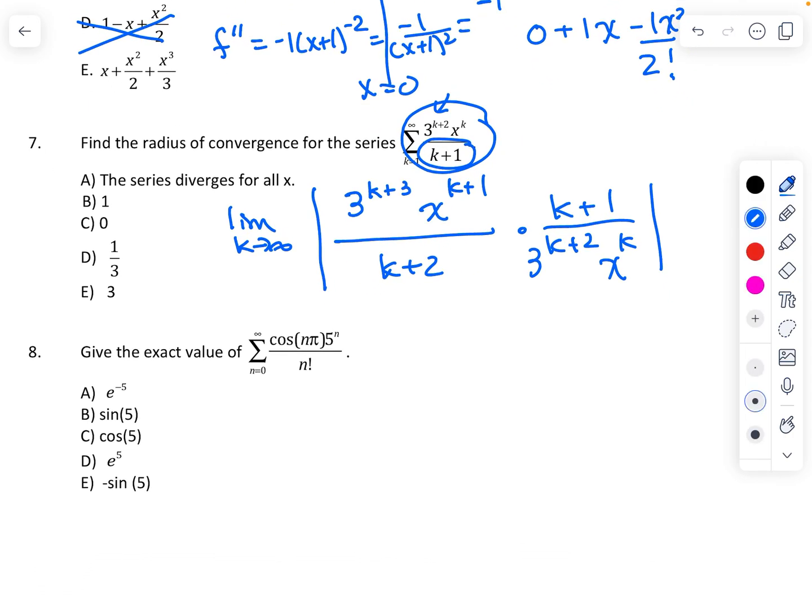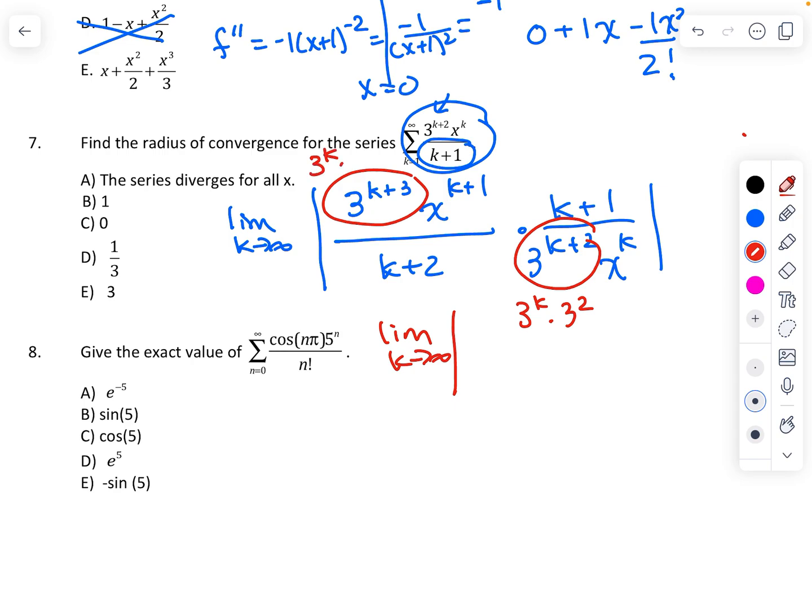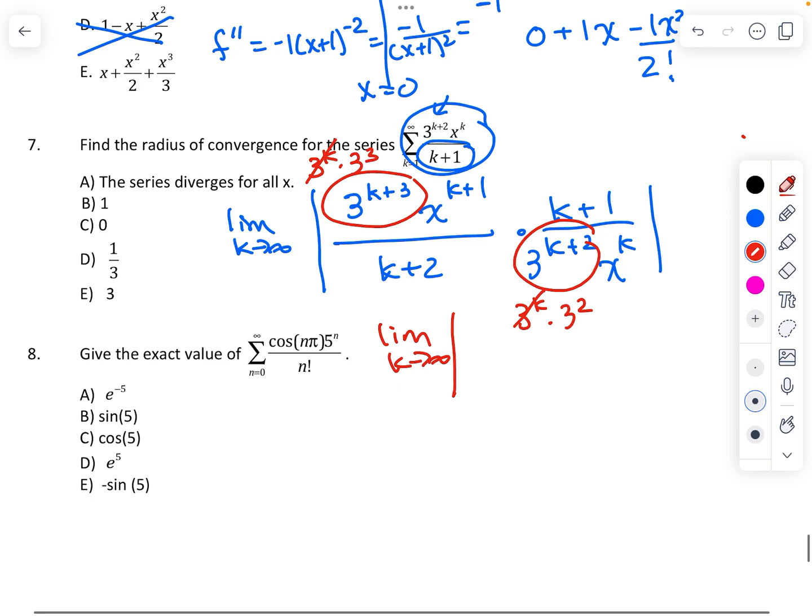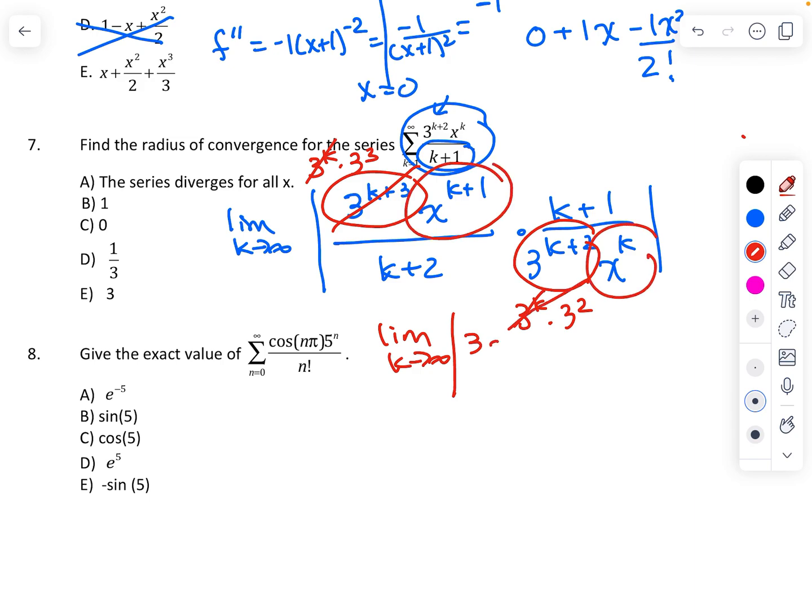Okay, lots of things will simplify here. This and this. Remember, this is really 3 to the k times 3 squared. This is really 3 to the k times 3 cubed. So the 3 to the k will drop out. You've got 3 cubed over 3 squared. So really all you have is a 3 left on the top. That takes care of that. This and this, the x to the k's will drop out. I still have an x. The k plus 1 and the k plus 2 are still there.